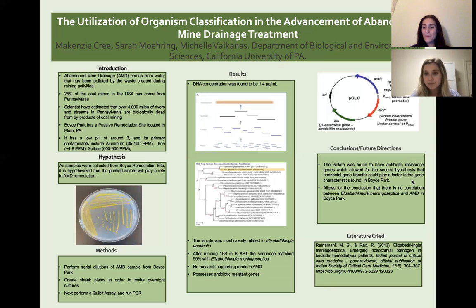To wrap up our research, the isolate was found to have antibiotic resistance genes, which allowed us to form a second hypothesis that could shape a future direction in which we would further this research: that the horizontal gene transfer method could play a role in the gene characteristics found in Boyce Park. This allows for the conclusion that there is no correlation between Elizabethkingia meningoseptica and acid mine drainage in Boyce Park in the end.